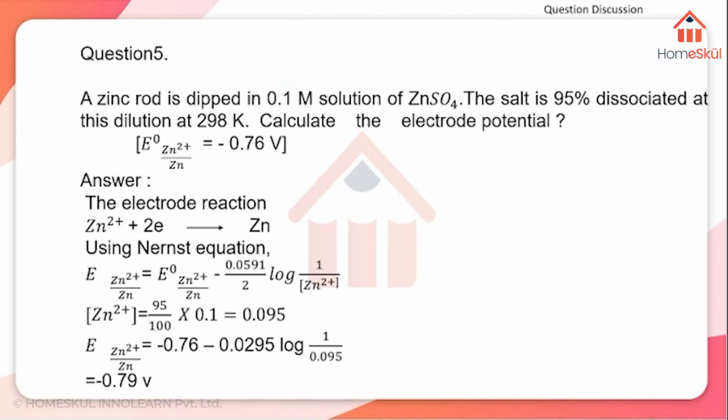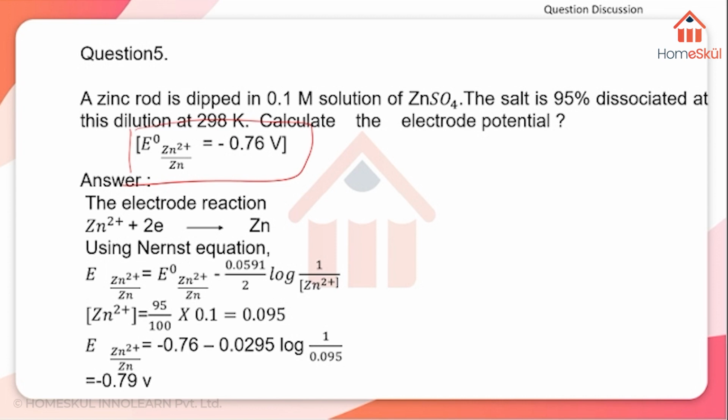A zinc rod is dipped in 0.1 molar solution of zinc sulphate. The salt is 95% dissociated at this dilution at 298 Kelvin. Calculate the electrode potential value. Here E0 Zn2+/Zn value is minus 0.76 volt.